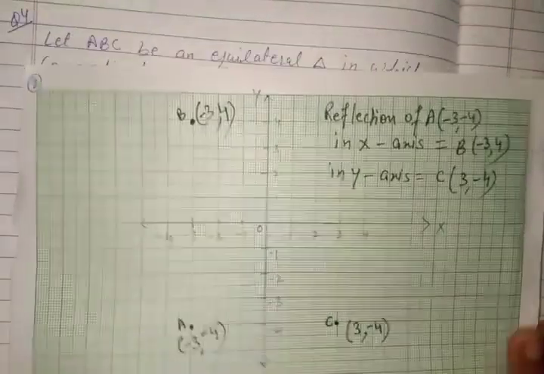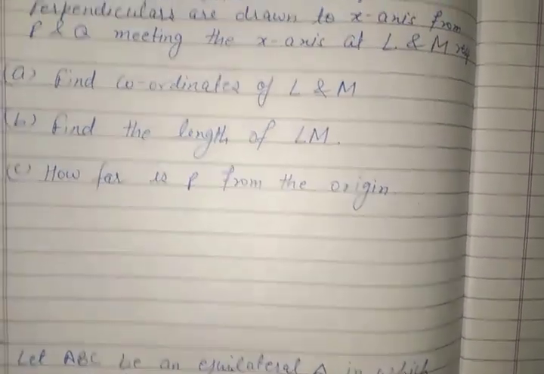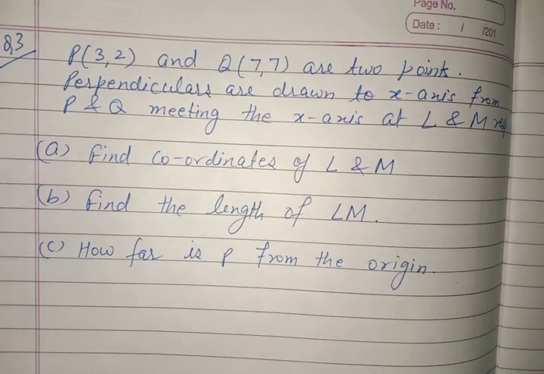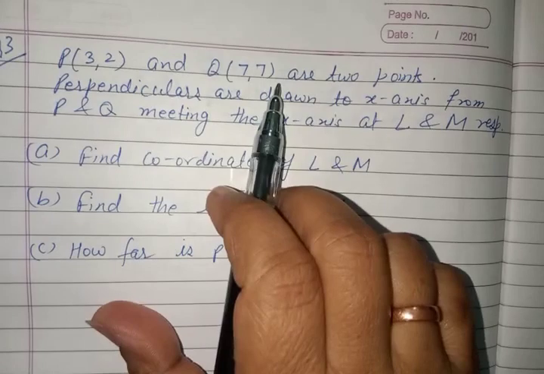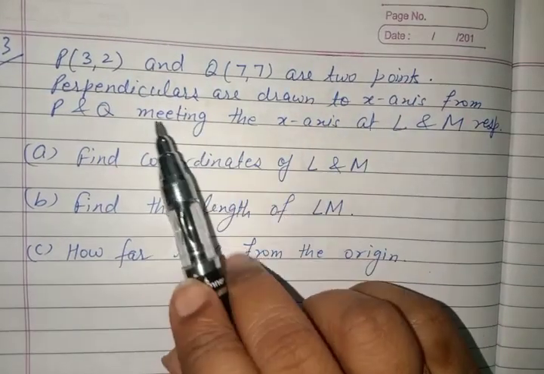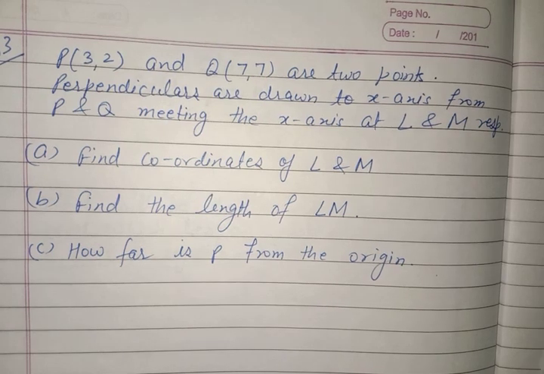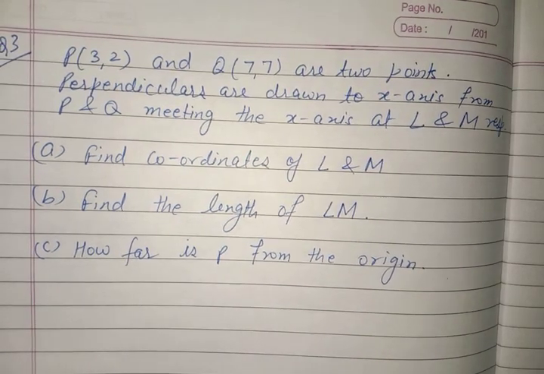Third question is also very important. Again, all are very important questions. Third question says that P 3, 2 and Q 7, 7 are 2 points. Perpendiculars are drawn to x-axis from P and Q. So again we will take a graph for this.